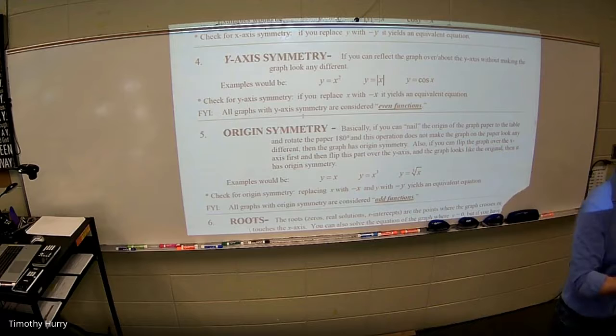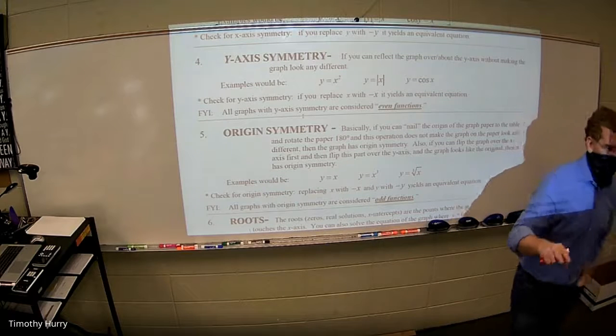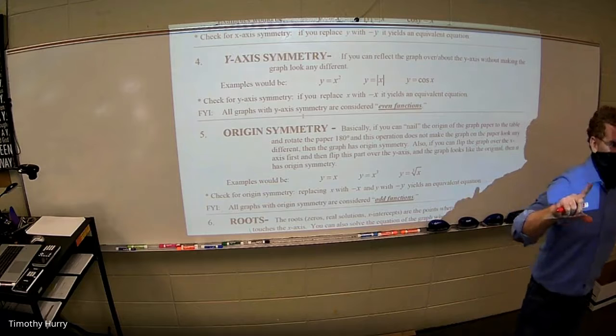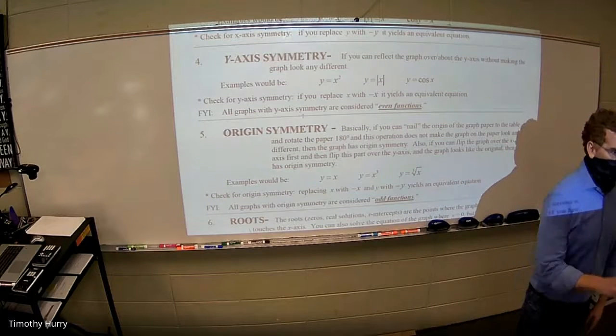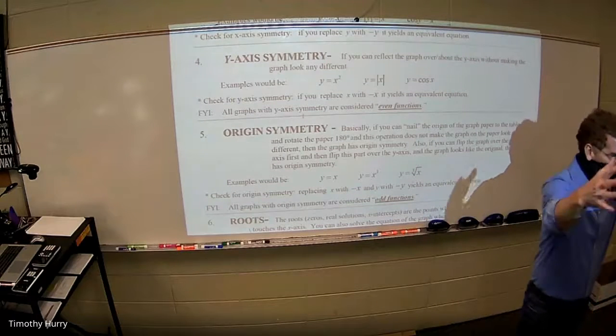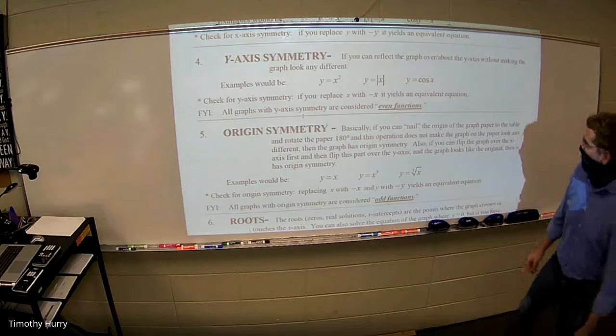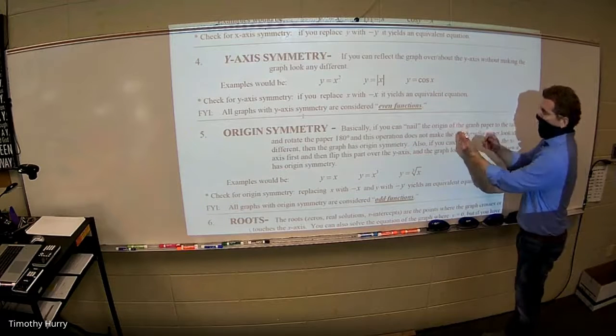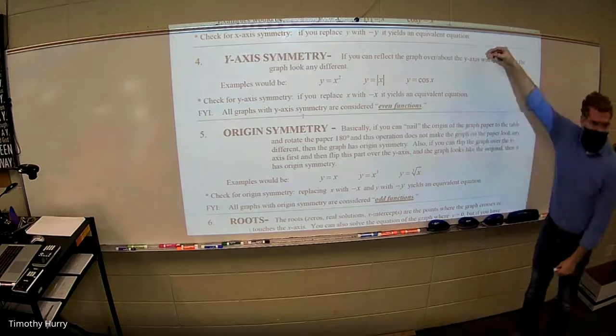Origin symmetry is a little different. Origin symmetry is a point symmetry. So to visualize origin symmetry, say you have a graph, right? And I put a nail at the origin. Like, I had a graph on a big piece of poster board and I put it up here and I nailed it into the wall at the origin. Okay. So it's just pivoting on that one nail.